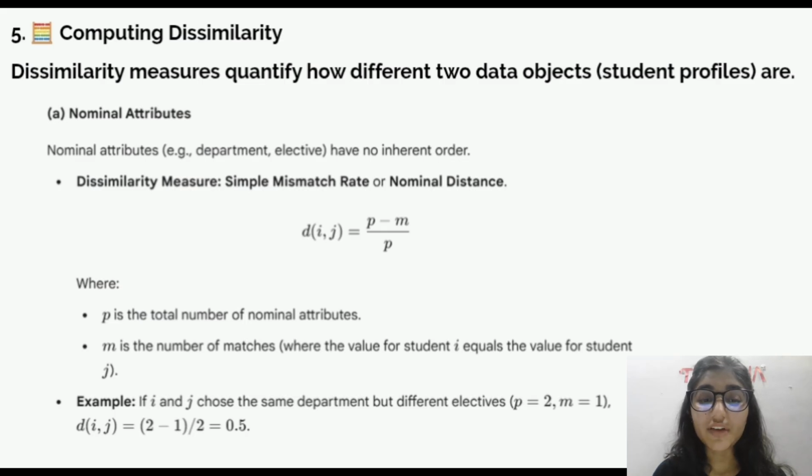For example, if i and j choose the same department but different electives, then p is equal to 2 and m is equal to 1. So the distance will be (2 - 1) / 2, that is 0.5.